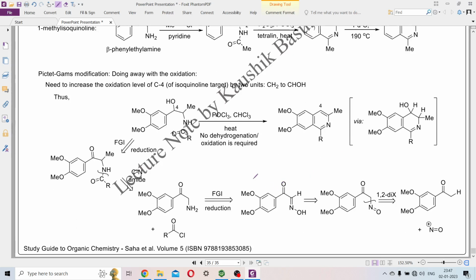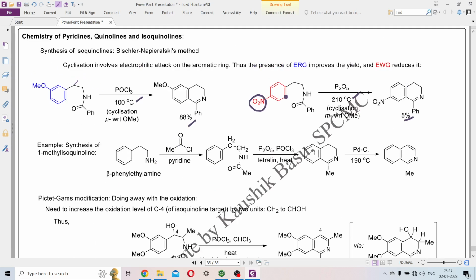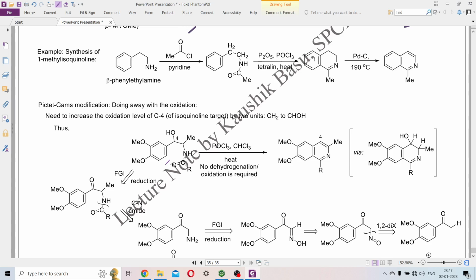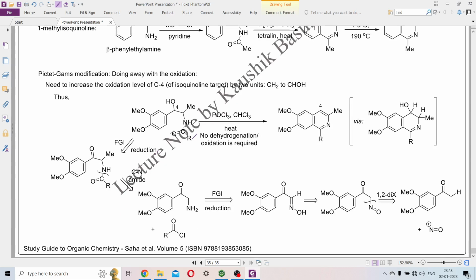Then we have the Pictet-Gams modification, again which does away with the oxidation. So basically, instead of these hydrogens here, you alter the oxidation number of this carbon by putting an OH here. Now this could be coming from obviously a carbonyl compound, so you need to reduce that. The amide cannot be reduced or should not be reduced, chemoselective reduction will be required, and amides are notoriously difficult to reduce because of the resonance stabilization. On the other hand, this is an aryl ketone, so this should be theoretically much more vulnerable to reduction. So you could use chemoselective reducing agents to obtain this reduction product.